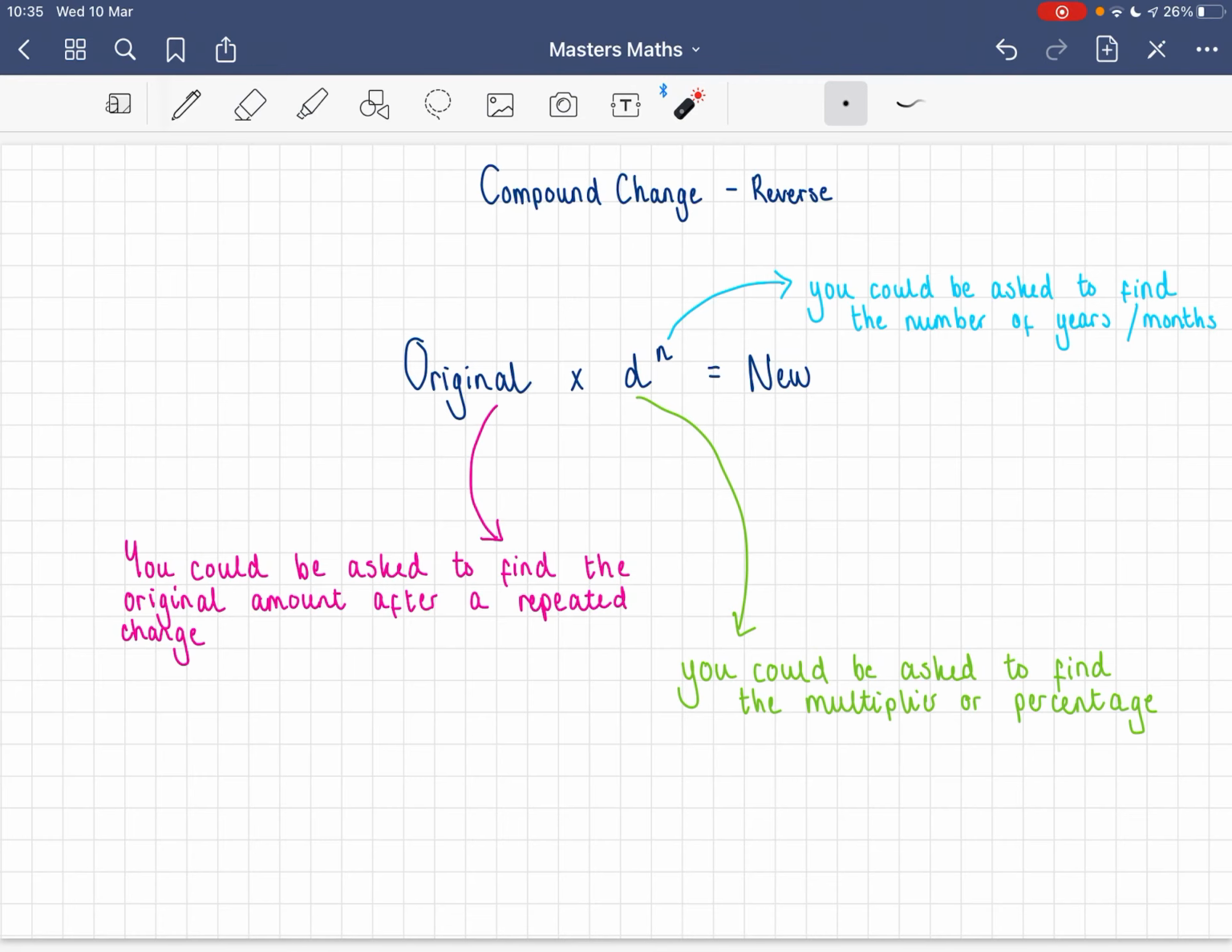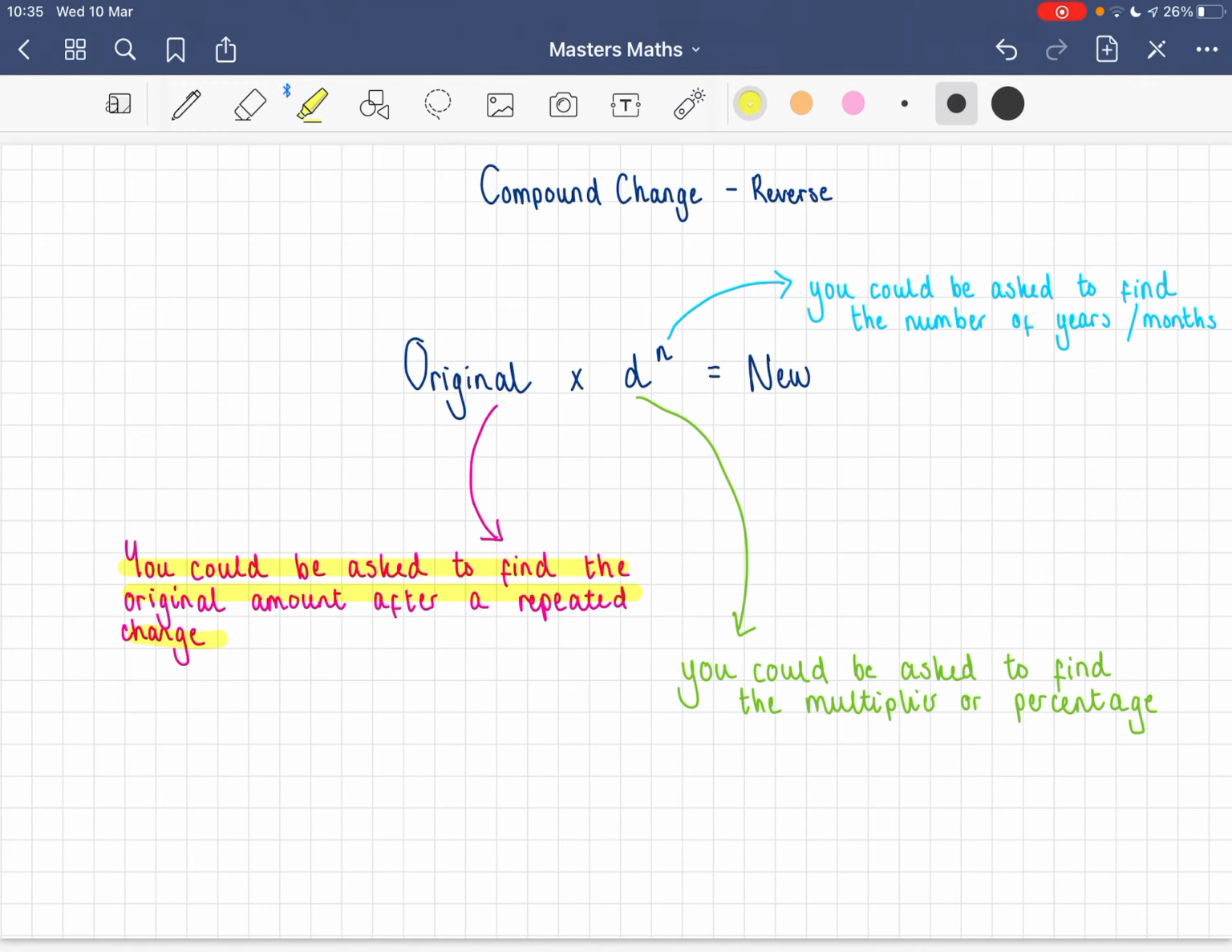I'm going to make 3 videos just to go through the special cases, the different types of questions you could be asked that are not as straightforward as just using that equation. So there are 3 different types. The one we're looking at today is reverse, so being asked to find the original amount after a repeated change.